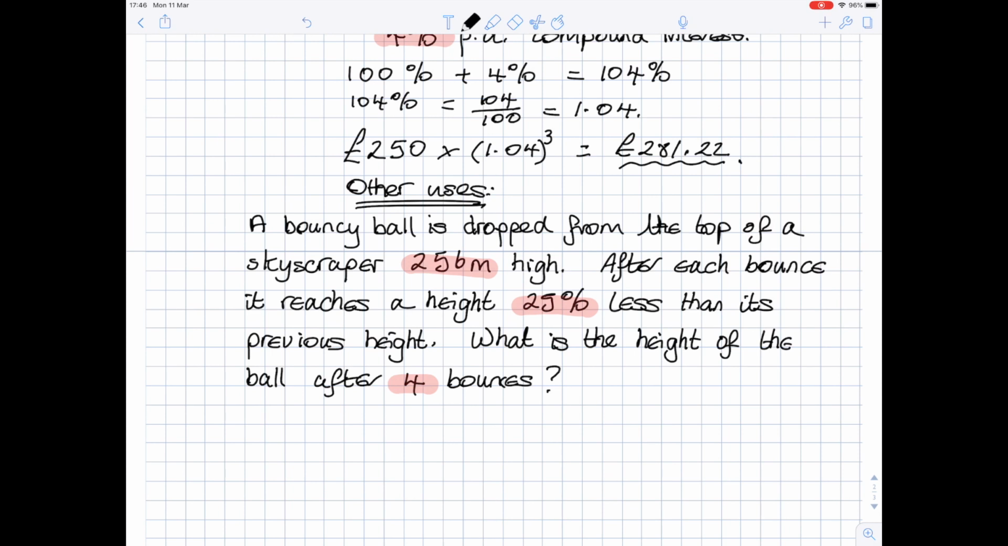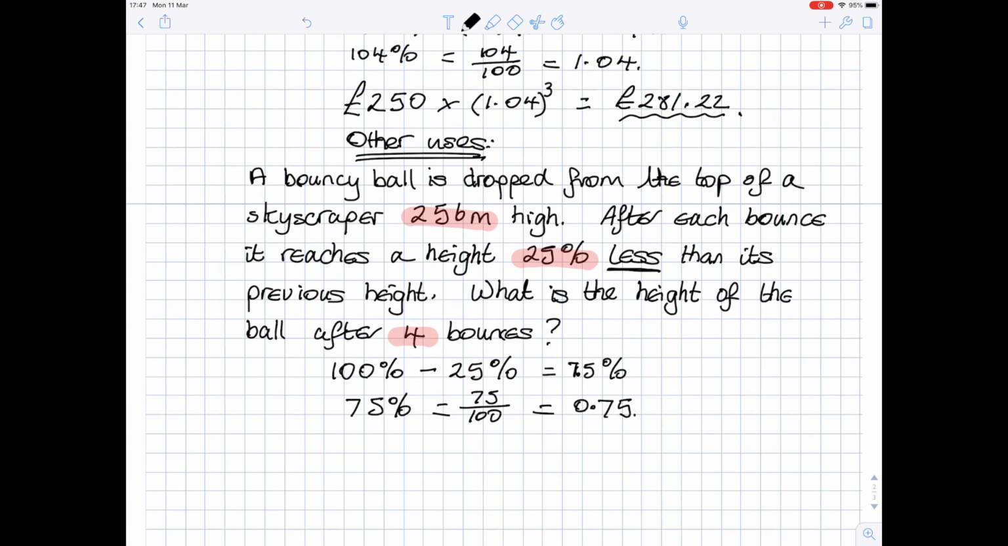But we do have to be a bit careful working out the multiplying factor, because this time it is less than the previous bounce rather than interest, which gives you more money than the previous year. So to get our multiplying factor, we start with the 100%, but each bounce is 25% less. So we're going to take off 25%, which gives us 75%. 75% is 75 divided by 100, which is 0.75. So our multiplying factor this time is 0.75.